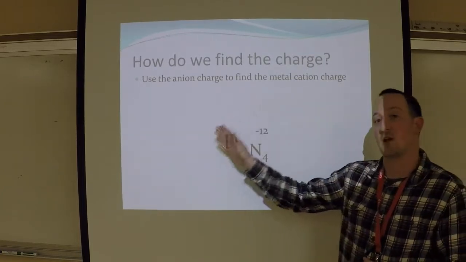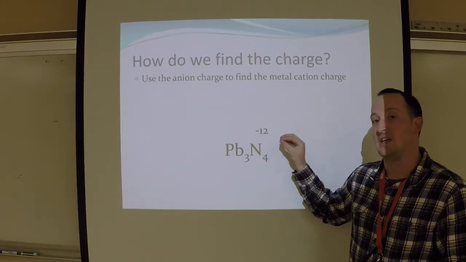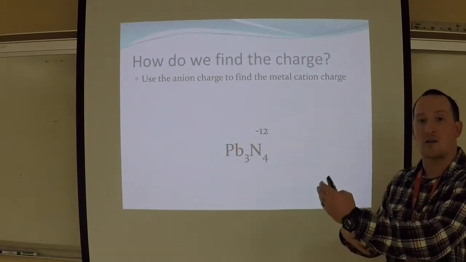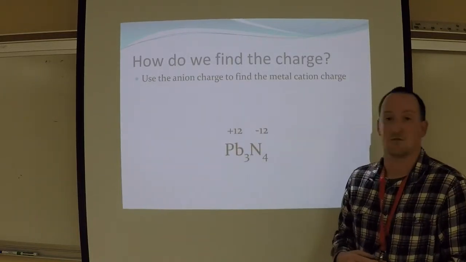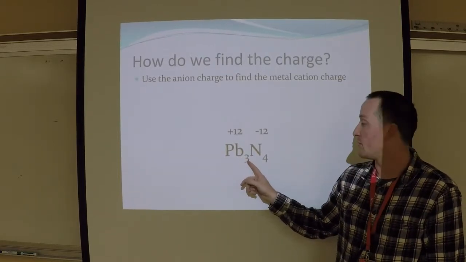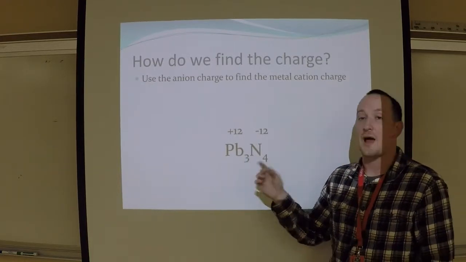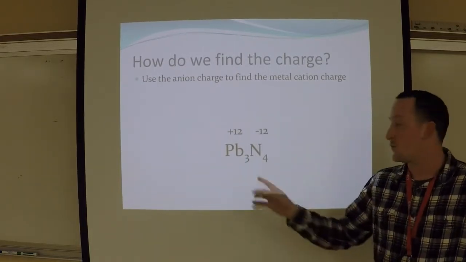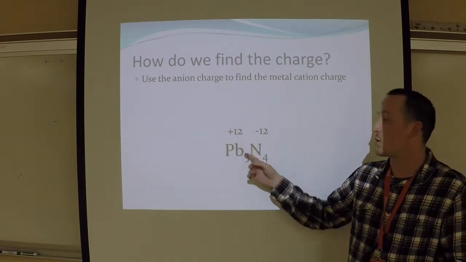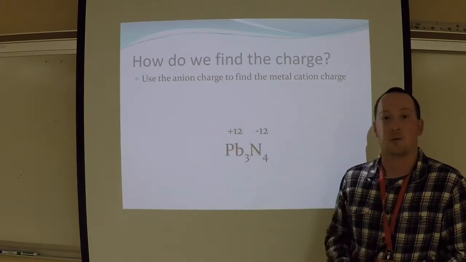Now I'm going to do the same thing that I did in my last problem. If the total charge of my nitrides has to be -12, that means the total charge of my leads has to counteract that. So that means they have to be a +12. Since I have 3 leads here, remember this subscript 3 means that I have 3 lead ions. So when I add up the charges of those 3 lead ions, they have to equal +12. So in order to determine the charge on my lead, I would take my +12 here, and I would divide by how many leads I have.